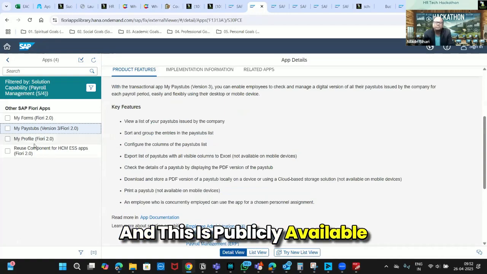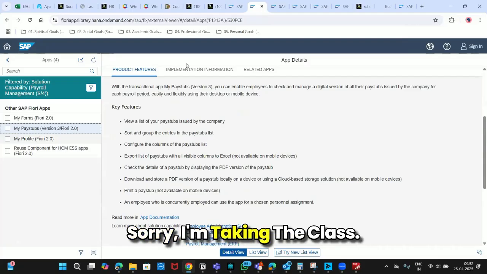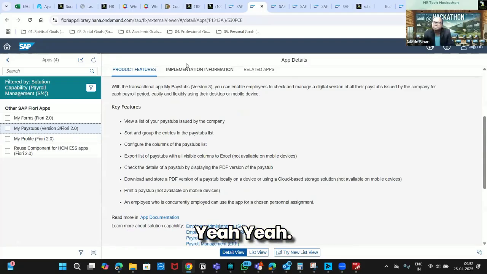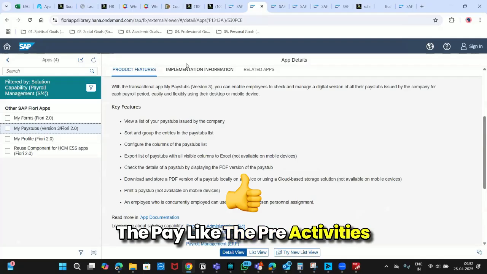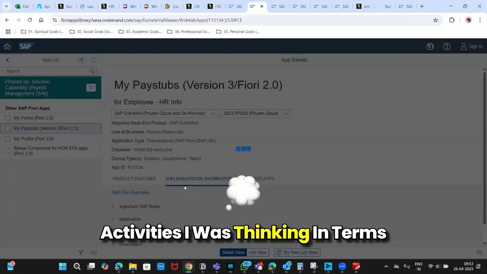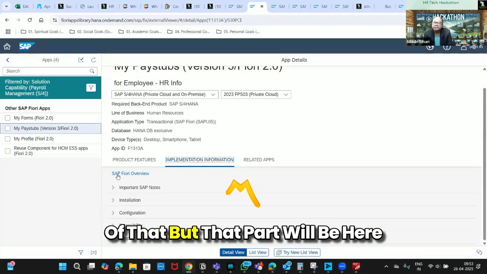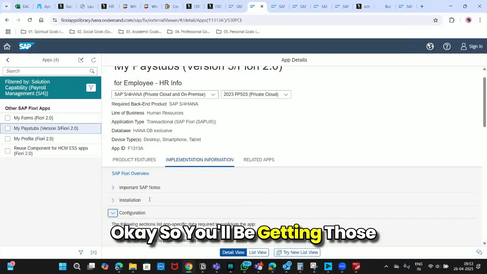And this is publicly available. But regarding payroll, I was wondering in terms of running the pay, like the pre-activities, the run pay and the post activities. I was thinking in terms of that. That part you'll find in the implementation information. So you'll be getting those details.